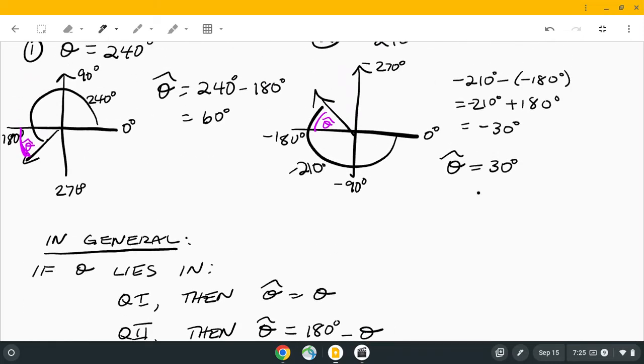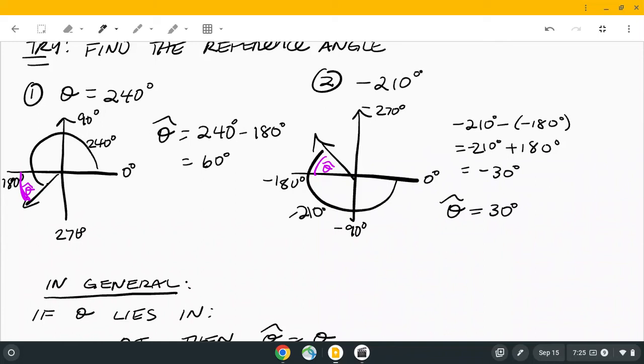So if I take a look over here, we see that negative 210 degrees has a reference angle of 30 degrees. So the sine, cosine, tangent of negative 210 degrees will be exactly the same as the sine, cosine, tangent of 30 degrees, with an exception of the sign. We know sine of 30 degrees is 1/2. So the sine of this could be 1/2 or negative 1/2, right? How do you know which one it is? We'll look at that next.